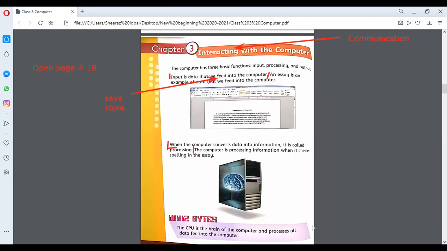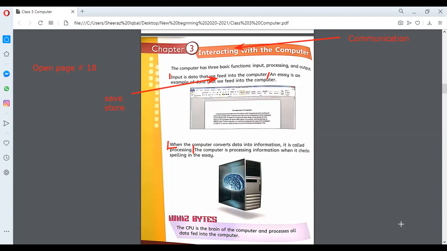When the computer converts data into information, it is called processing. Very good. You said it in a very confident way. That's great. So three students read the line: Muhammad Al Rashid, Yahya Gulzar, and Sakshar. You guys said it correctly.